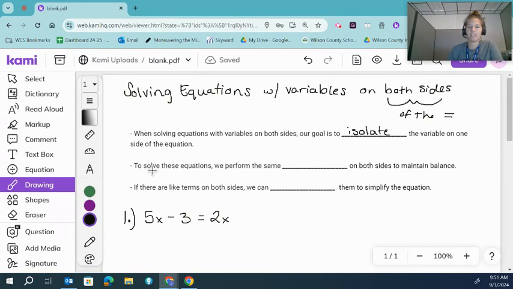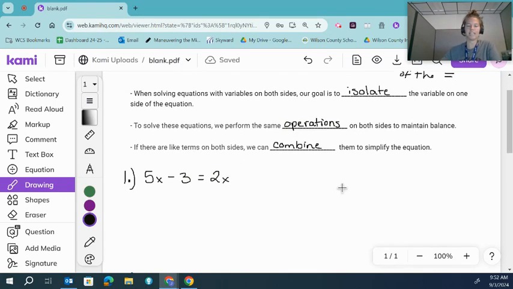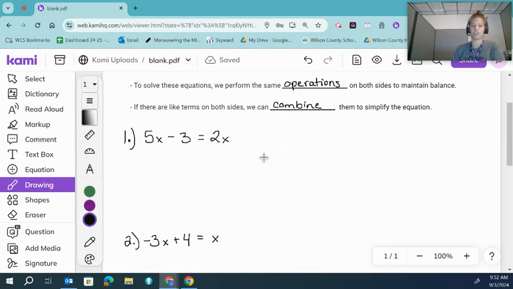Then to solve these equations, we perform the same operations on both sides to maintain balance. We want to keep our equations balanced or equal on both sides the entire time, which means whatever we do to one side, we have to do to the other. If there are like terms on both sides, we can combine them to simplify the equation. So let's take a look at some simple examples to start us off.